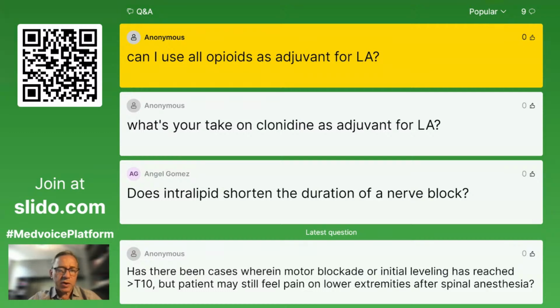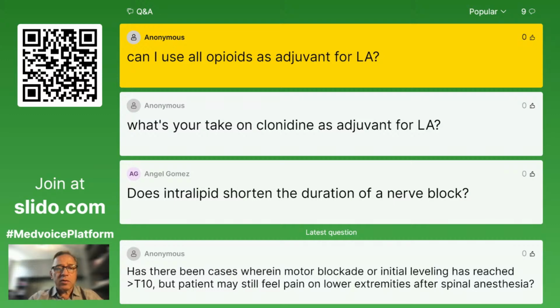Can I use all opioids as adjuncts for local anesthesia? Lots of them have been used for that. In our own practice, what we normally use is either diamorphine, which is still available in the UK, not in many countries. We quite often like it. Preservative-free morphine can be used, and also fentanyl. That's the only three that we use routinely. But I'm aware that other opioids have been used before.